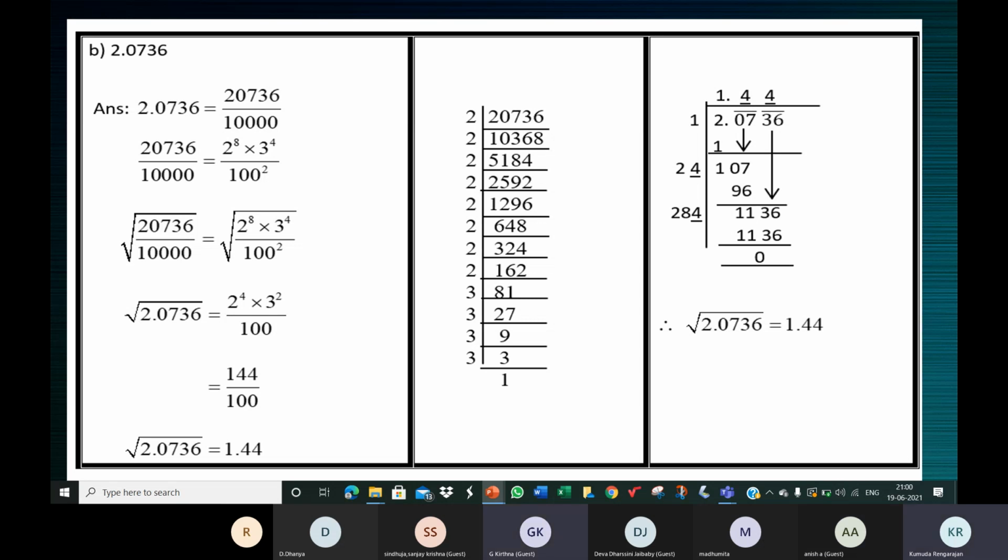Children, all of you take. Ma'am, can I say the denominator and the steps? Yes. So I did the prime factorization for 729, and I got 3 square into 3 square into 3 square, ma'am. Yeah, that's right. And I also brought the square root to the right hand side.